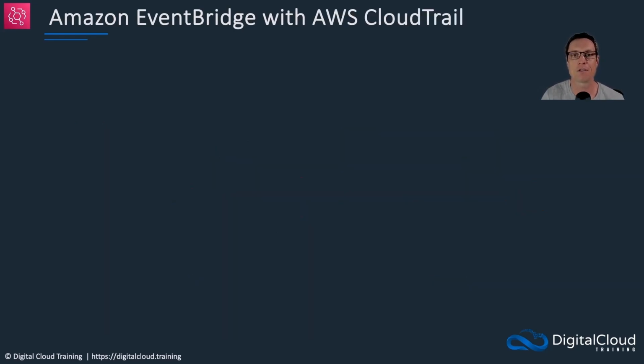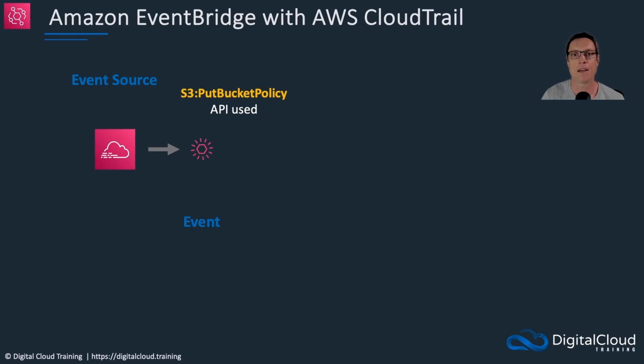Let's have a look at another example with EventBridge and AWS CloudTrail. CloudTrail is an auditing service. It logs all of the API actions in our account, so it keeps a record of who did what, at what time, and on what resource. So it generates events. Those events can then be put through to the event bus. So in this case, the S3 put bucket policy API was used. That means somebody has applied a bucket policy to an S3 bucket.